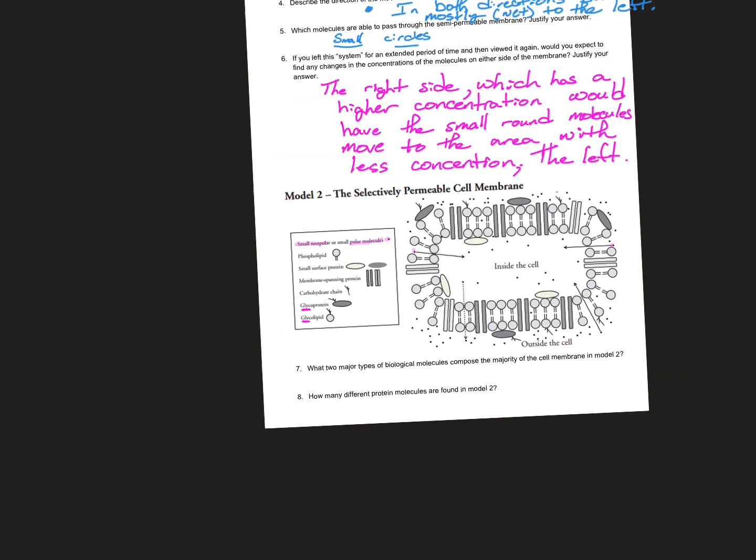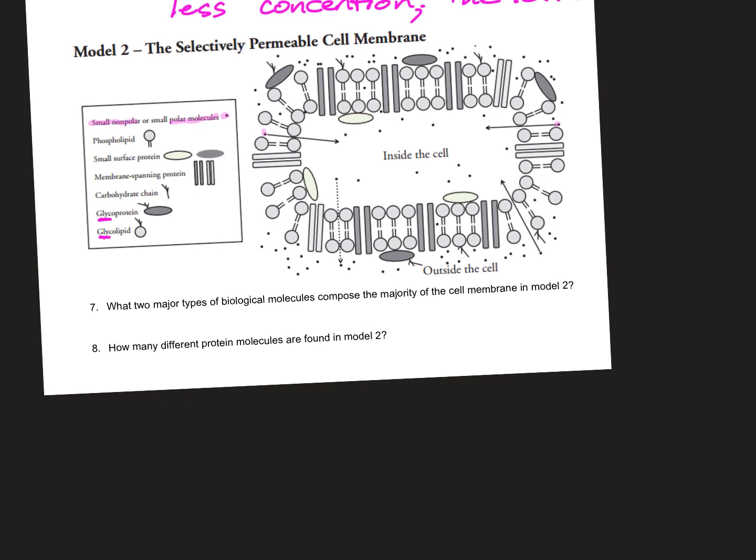Okay. So that being said, let's answer the question. What two major types of molecules compose the majority of the cell membrane? I hope it's obvious to you that the majority of the cell membrane is made of lipids, specifically phospholipids, and proteins. That's it. That's all there is to it. Some people put transmembrane proteins or membrane spanning proteins. That's fine too, but proteins is the point.